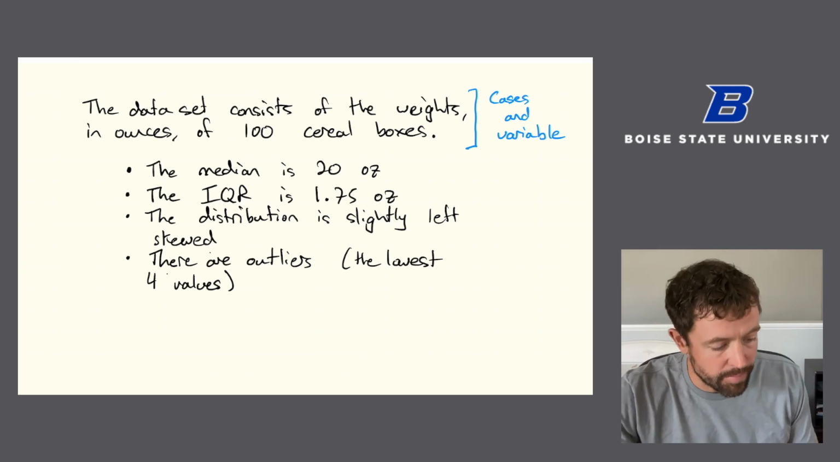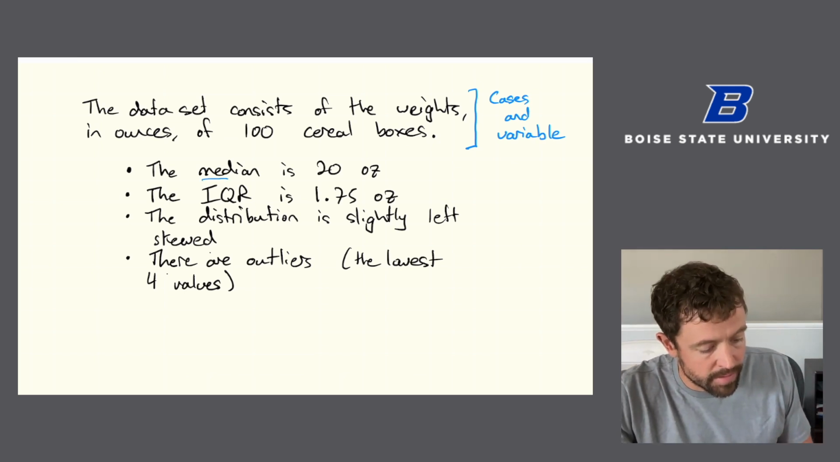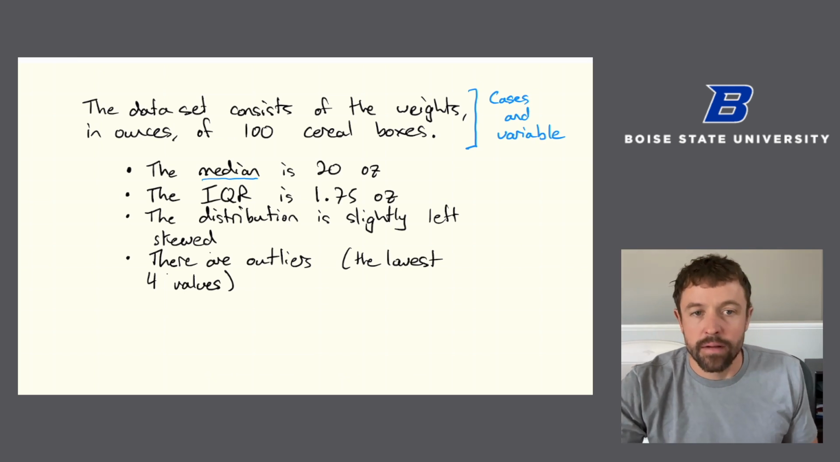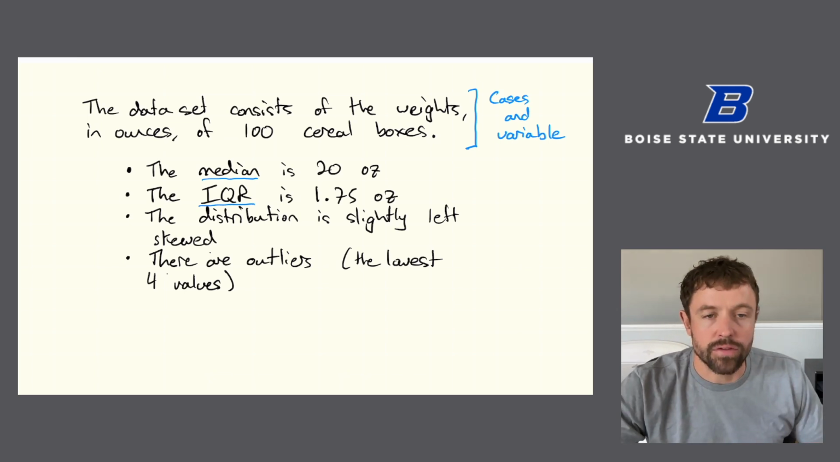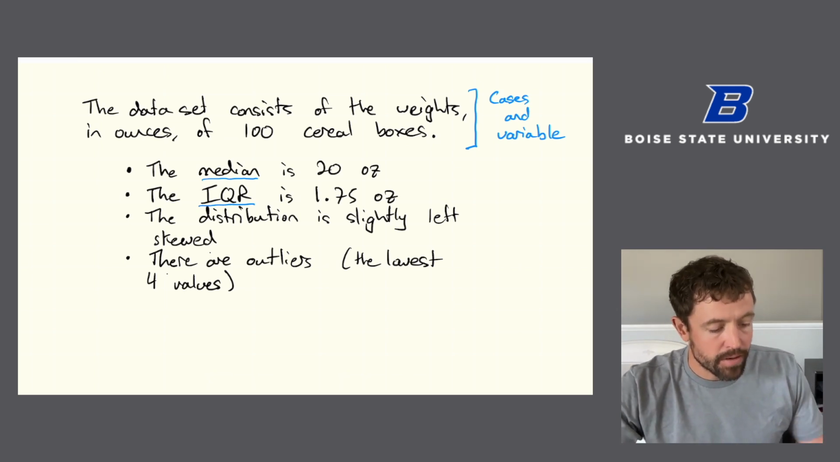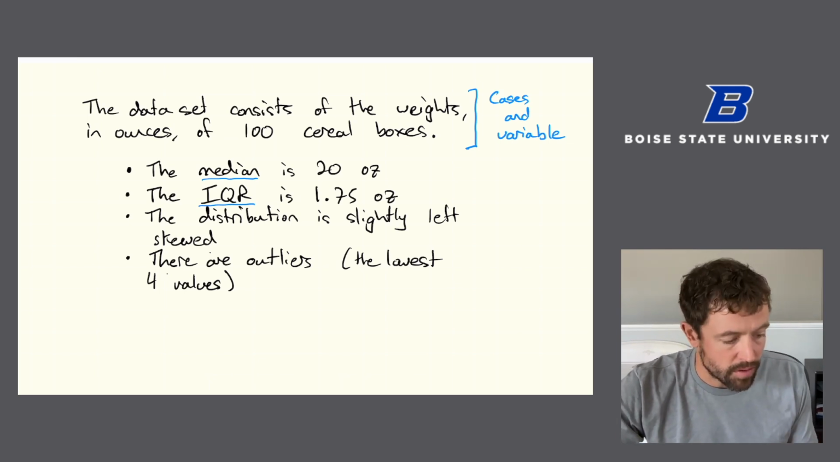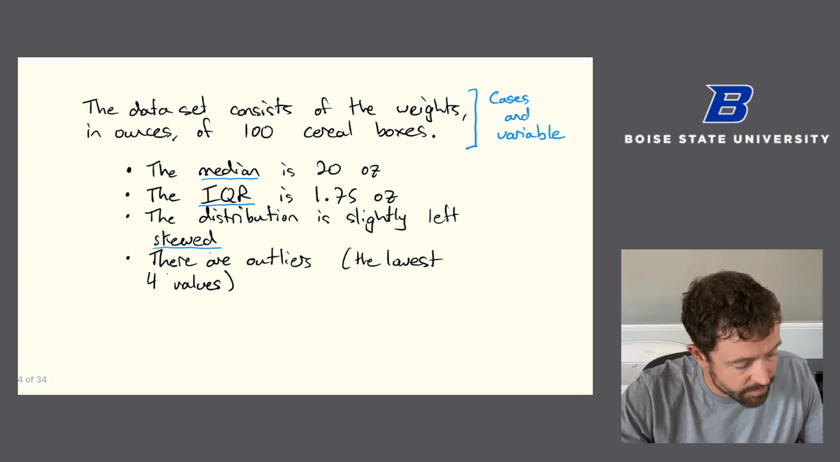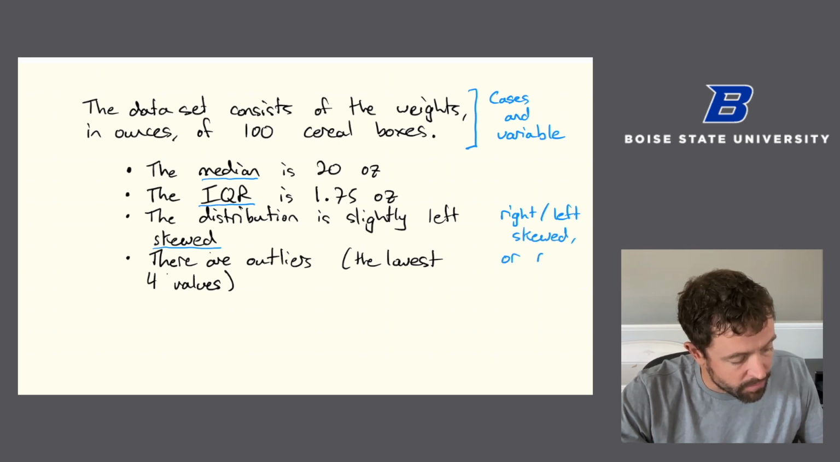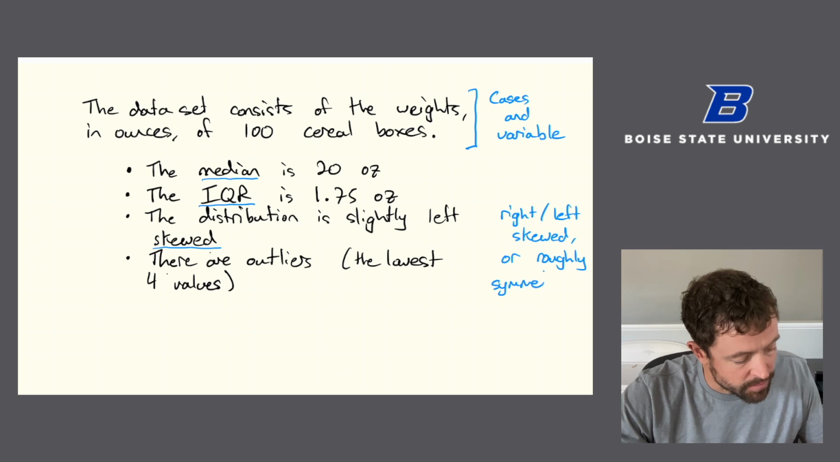Next, I gave you the median. Next, I said what the IQR was. So I think those are relatively straightforward. Here, I talked about the shape of the distribution in the third part, and in particular, what we want here is right skewed or left skewed, or maybe roughly symmetric. For our purposes, skew is what's going to be really important.